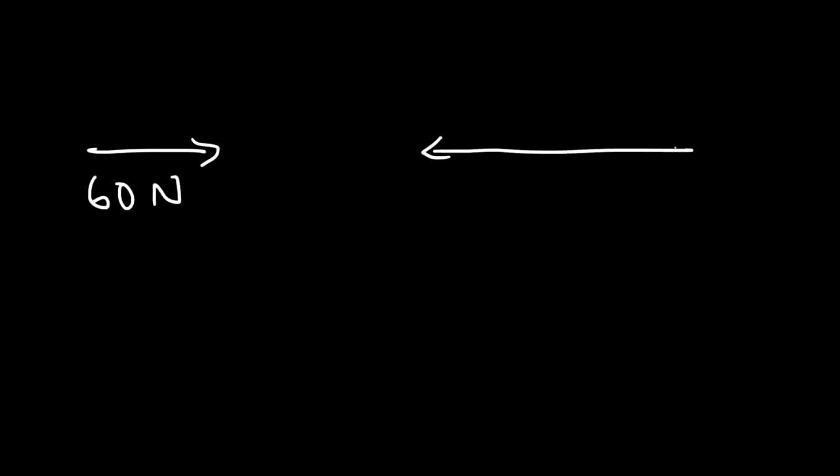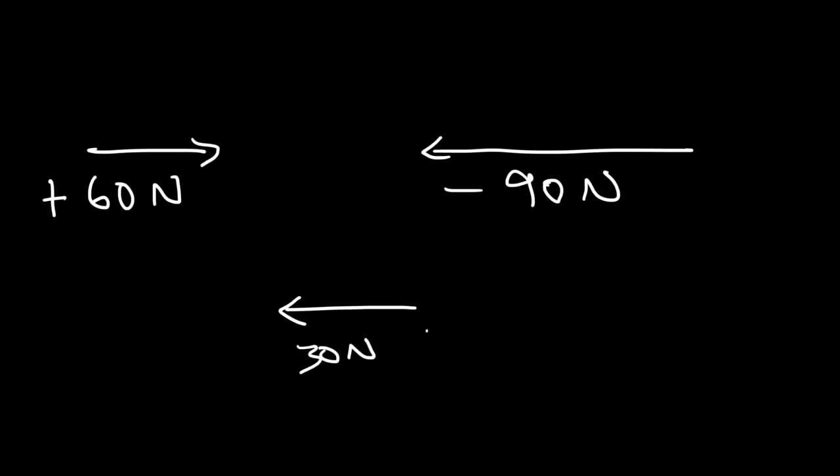Now as another example, let's say we have a force vector that's 60 newtons directed east and another one that's 90 newtons directed west. What is the resultant force vector, and what's the direction? So this is positive 60, that's negative 90. So we're going to have a net force of negative 30 newtons. Or you could just say 30 newtons directed west.